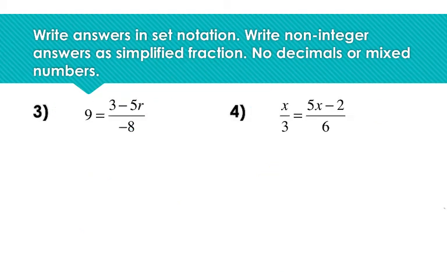So go ahead and look at number 3. It's 9 equals (3 - 5r) divided by negative 8. Pause the video and try to solve this problem.